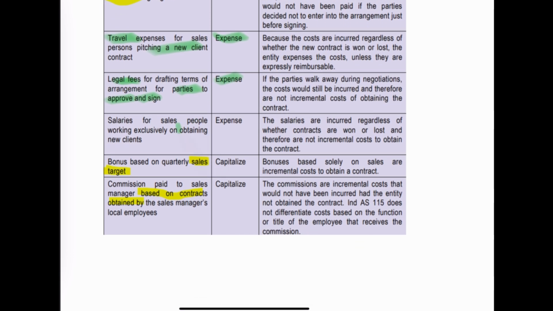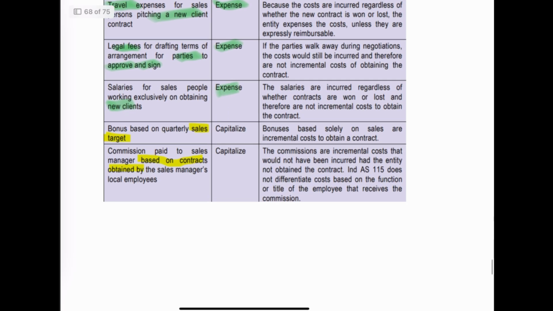Then salaries for the salespeople working exclusively for obtaining a new client. So it's all sales efforts. You don't have any firm contract as on date, so it should be expensed. And bonus paid on a quarterly sales target. Here a one-on-one correlation can be established, so this can be capitalized. Similarly, commission paid to a sales manager based on the contracts obtained by the sales manager's local employees. Here also a one-on-one correlation can be established, so this can qualify to be capitalized.